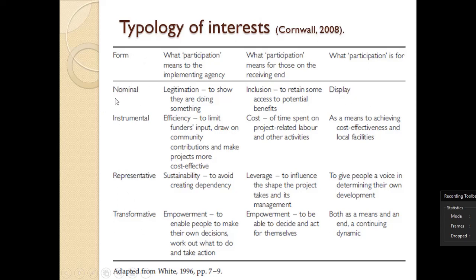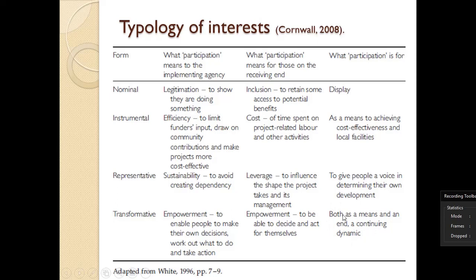then you have instrumental, which is a means of achieving cost-effective or local facilities. And then you have representation, whereby people can be given a voice in determining their own development. And then you have transformative, which has in itself some empowerment processes that would lead to community members or beneficiaries benefiting while also doing their own evaluation for purposes of continuity. And remember, when we defined development as a means and an end in itself, that's what we talked about.